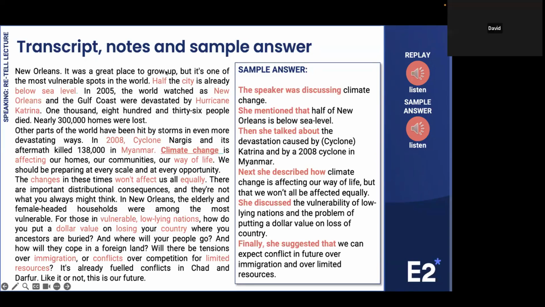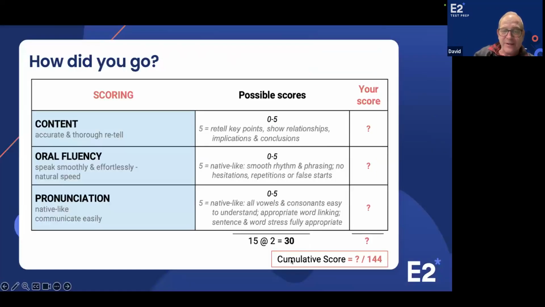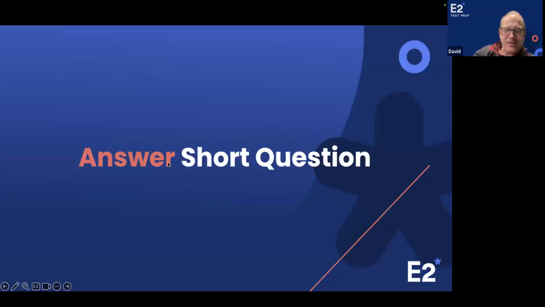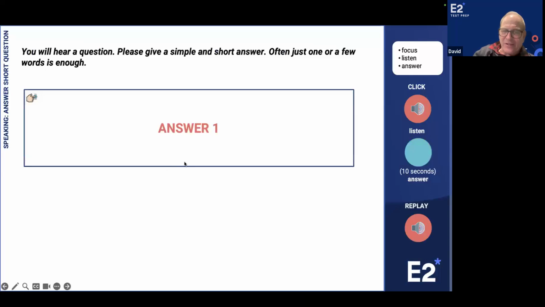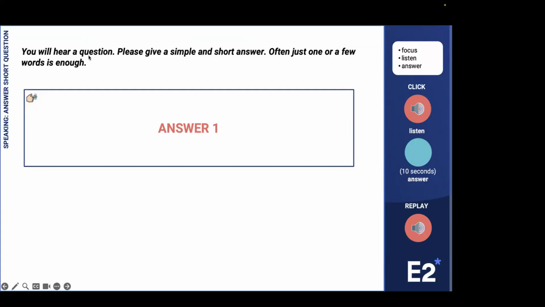Organising your ideas in the short amount of time that you've got. Yep, so you have to keep an eye on the clock and you have to cut to the end before it cuts out. Okay, 555 again, content, fluency and pronunciation. We're nearly at the end. Answer short question. Just give a short answer, focus, listen, and respond. Good work, Pachu. Good notes. Make sure you're putting them in the right order. Here we go. Question 1.